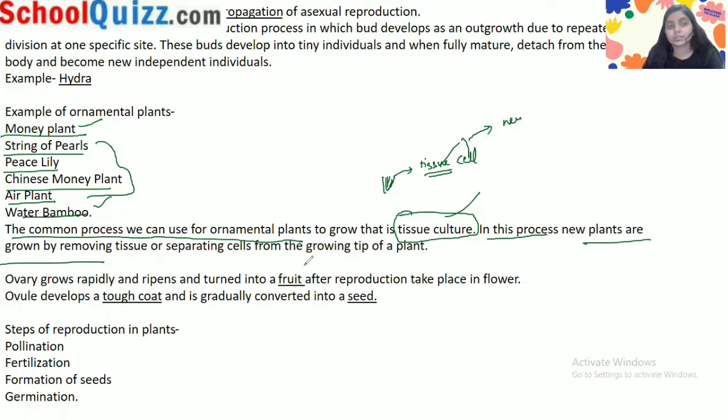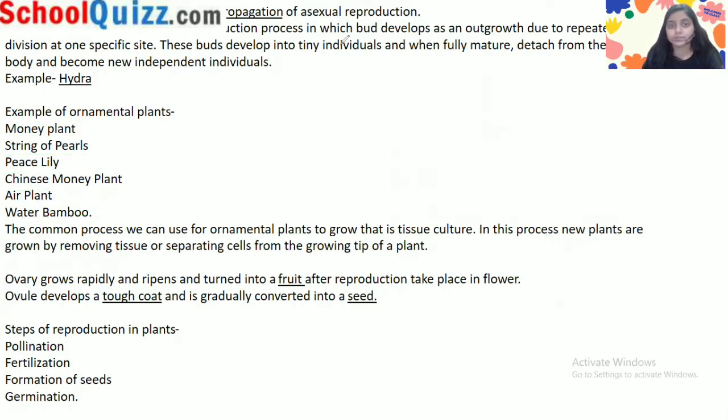This is generally used for ornamental plants. These are some examples, and this is the tissue culture process. Remember these examples, one or three, like the money plant, air plant, and water bamboo. You already know them. Just a few more names you should know. So let's move to the next question.